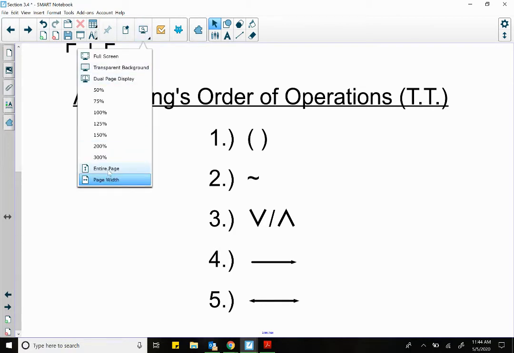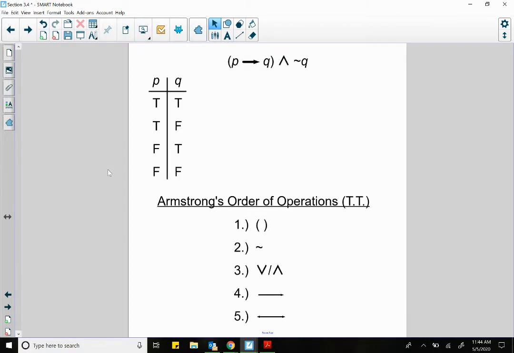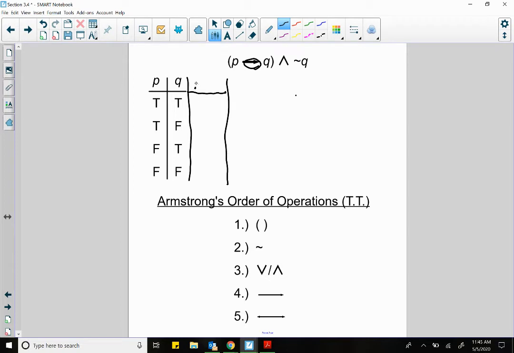So let's tackle this problem. Do I have parentheses? Absolutely. Inside my parentheses, there is no negation. There are no ands and ors, but it is a conditional. So for my first parenthesis, I'm going to take care of the conditional. Okay? In other words, this is going to complete our parenthesis.